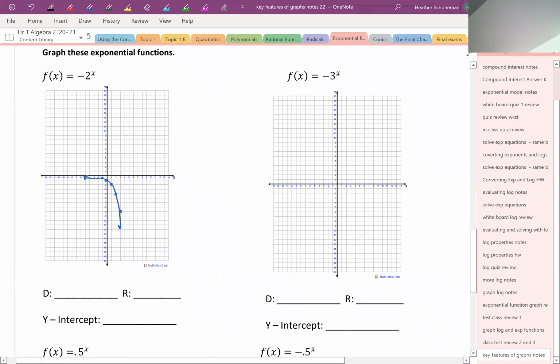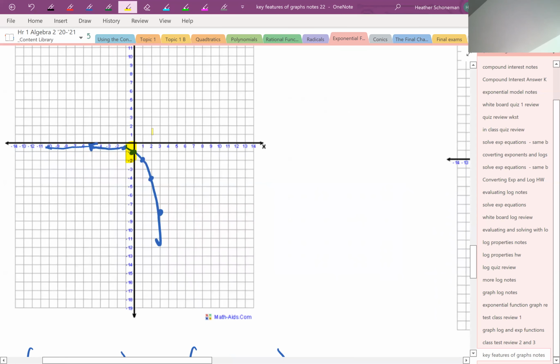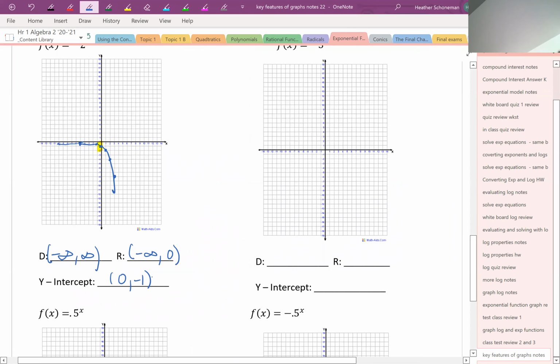Okay, so our domain, as we go from left to right, is going to be all real numbers. Our range, as we go from bottom up, instead of starting at 0, this time it starts way down low at -infinity, but it stops at 0. Remember, an asymptote means it's going to get really close but not actually touch. That's why we have the parentheses. This time, the y-intercept, where it crosses the y-axis, is not at 0, 1, it's at 0, -1. And because it's a reflection, that makes sense.